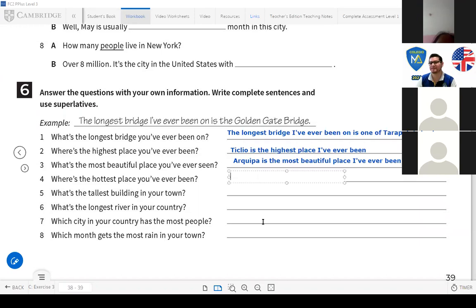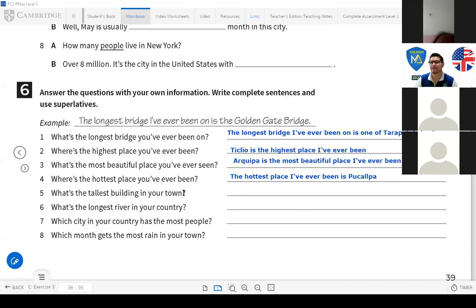I think the hottest place I've ever been was Pucallpa. Pucallpa is the, I'm going to say the hottest place. Vamos a decirlo de otra manera también, okay? The hottest place I've ever been, yeah, I've ever been is Pucallpa. That's it. The hottest place I've ever been is Pucallpa.